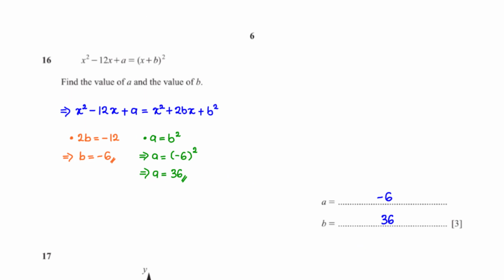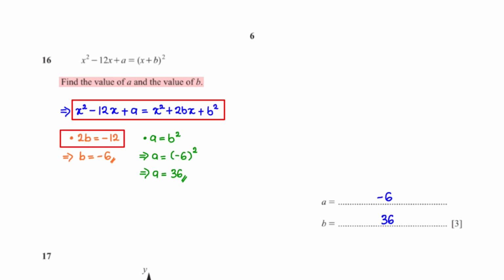X squared minus 12x plus a equals (x plus b) all squared. Find the value of a and the value of b. When we expand (x plus b) squared, we get x squared plus 2bx plus b squared. The expression on the left-hand side must be equal to the expression on the right-hand side. So the coefficients of the x terms on both sides must be equal. This means 2b equals negative 12. When we divide both sides by 2, we get b equals negative 6.